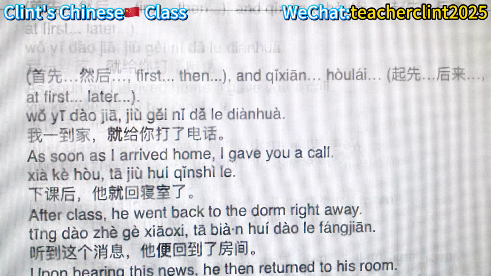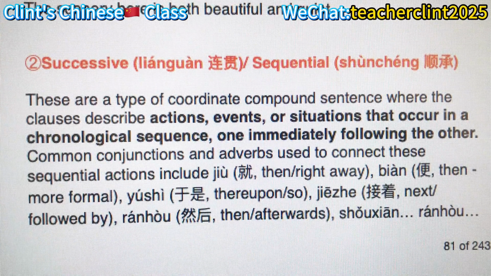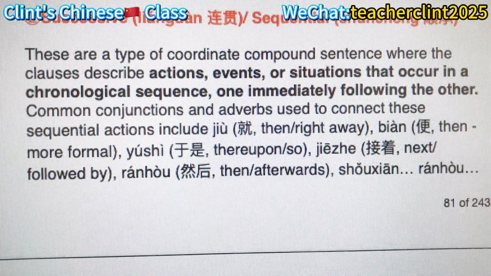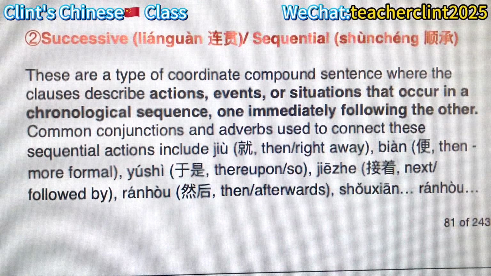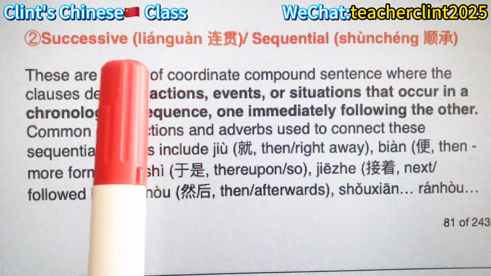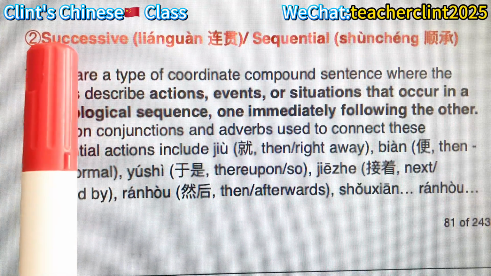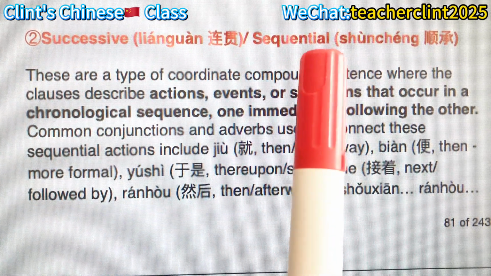So we finished learning the second type of compound sentence in the Chinese language. This second type shows the logic of being successive or sequential.